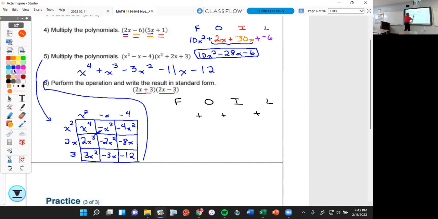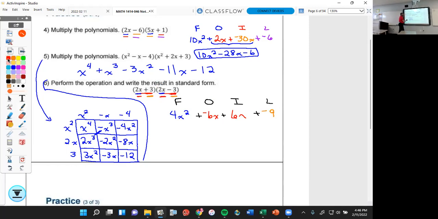Okay, so here we go. First times first. 2x times 2x is 4x squared. Outside times outside. 2x times negative 3 is negative 6x. Inside times inside. That would be positive 3 times 2x. Positive 3 times 2x is 6x. And then finally we have last times last. 3 times negative 3 is negative 9.